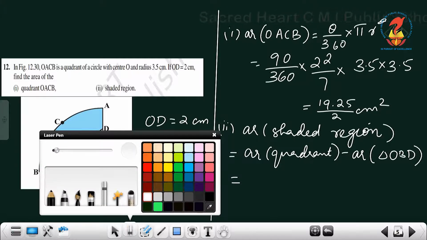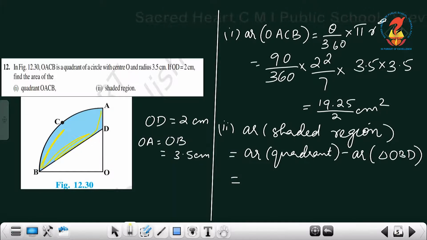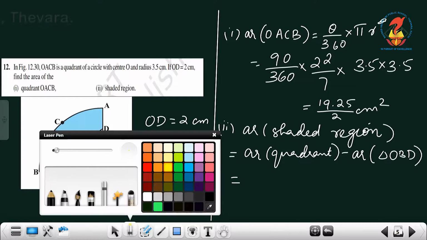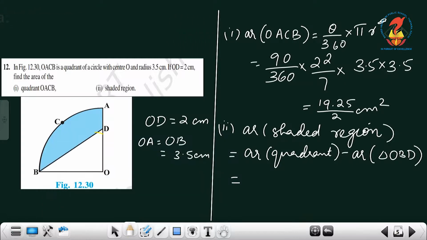So next is area of the shaded region. Area of the shaded region means this part you have to find. How can you find this part? Total area of the quadrant minus area of the triangle. We can use half BH here. Already we got the area of the quadrant. What is the area of the quadrant? 19.25 divided by 2 minus half BH, because this is 90 degree, so half into OB into OD.